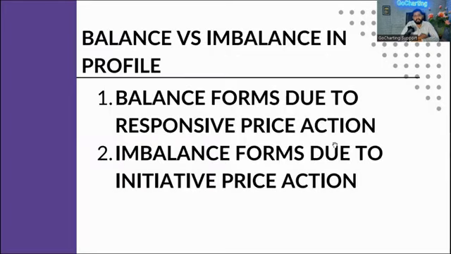Before that, let's try to understand a few basic concepts which will help us to understand auction market theory even better. So guys, it is quite common that you see the market consolidating for a lot of time and then suddenly you see a breakout. Everybody knows that. Here we call them balance and imbalance in profile. When the market is consolidating, we call it balance, and when the market is trending, we call it imbalance. Balance forms due to responsive price action and imbalance forms due to initiative price action.